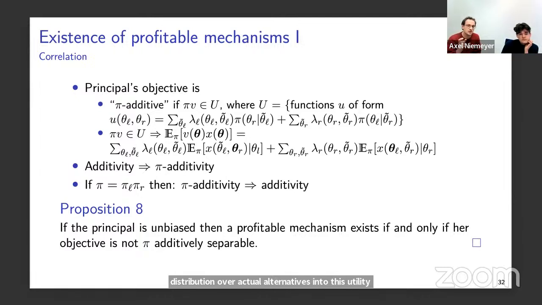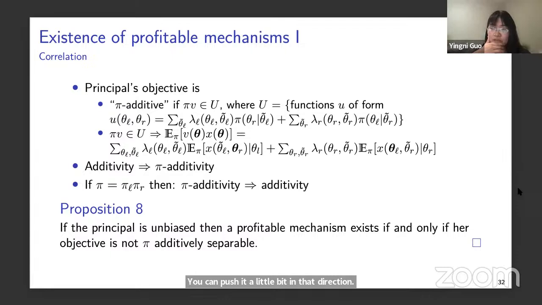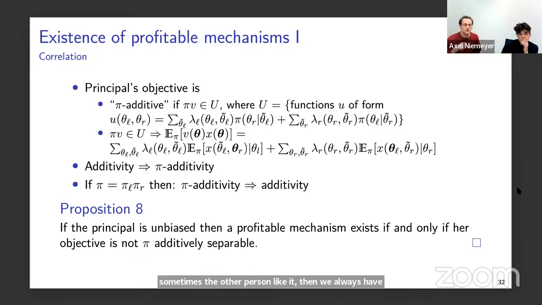Things do get a bit tricky, admittedly, if you have both multiple alternatives and interdependent values. You can push it a little bit in that direction, but the fully general case, we don't know actually. So my intuition is it affects when you can get a profitable mechanism, right? If it's possible that sometimes I hate it and the other person likes it, then we always have a profitable mechanism in principle. Yes, some intuition of this is correct.